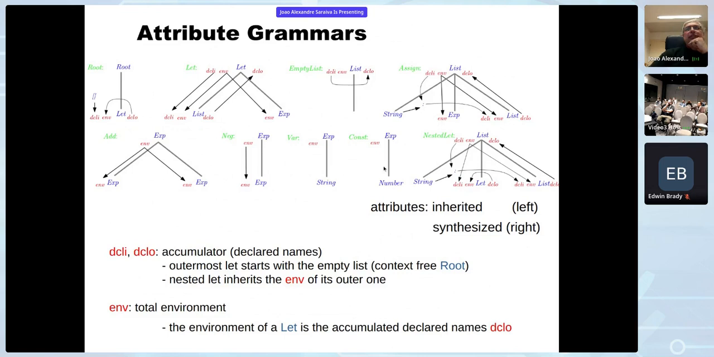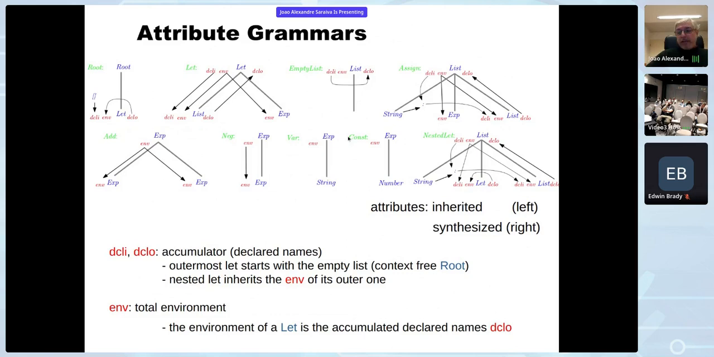And I think this is an important thing. We have two attributes, DCLI and DCLO, to accumulate the environment. And you have the environment that we pass down so that we can apply the optimization rule.